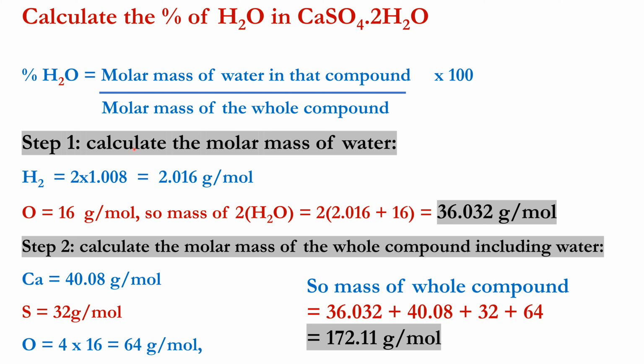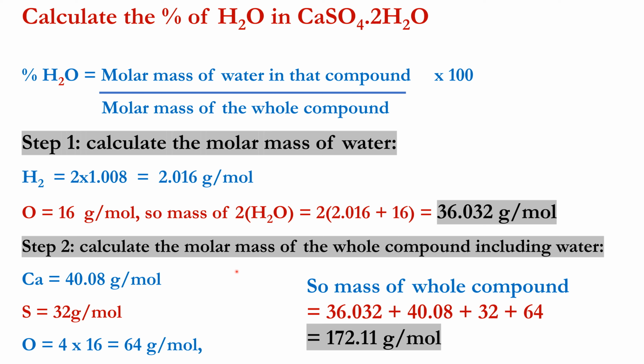So the first step is to calculate the molar mass of water. In water, we have H2, which is 2 multiplied by 1.008 gram per mole, because this is the molecular weight for hydrogen, and you get this from the periodic table. For oxygen, the molecular weight is 16 gram per mole. So the mass of 2 water molecules will be 2 multiplied by (2.016 plus 16), and this will give us 36.032 gram per mole. So this is the molar mass for 2 water molecules.